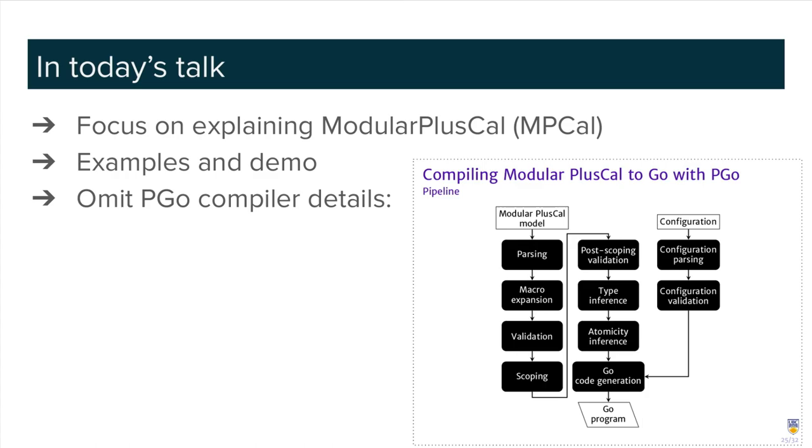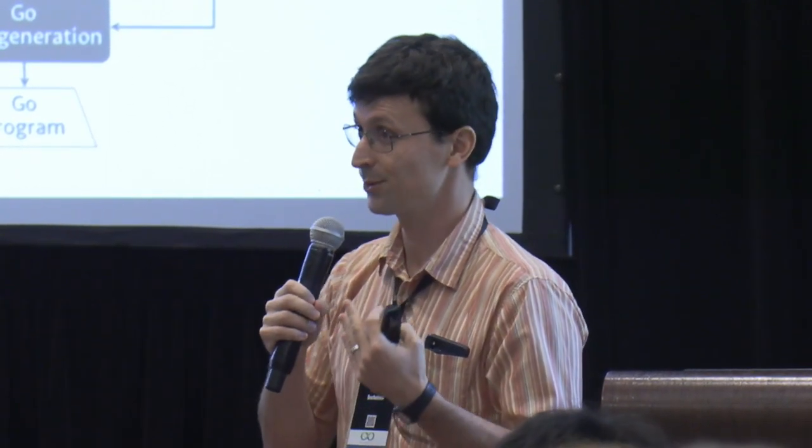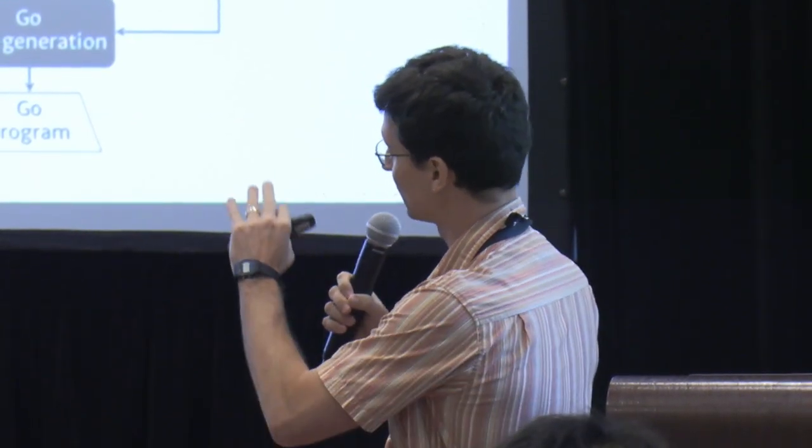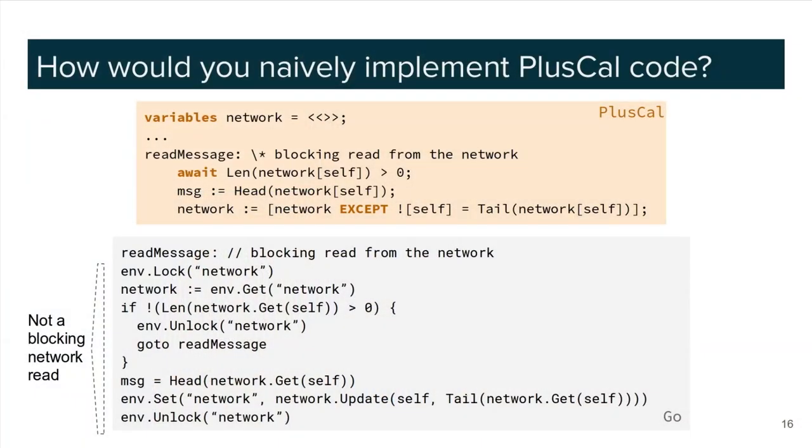So instead, we're going to talk about Modular PlusCal. We'll try to motivate why we think we need it. We'll explain how to use it. We'll give you a couple of examples. We'll give you a demo of the thing actually compiling and then running on Azure, of a small example. But we won't talk about the compiler. And then hopefully you'll be satisfied by that. Cool. So Finn is going to do the gnarly bits.